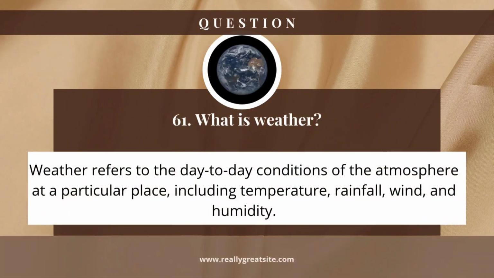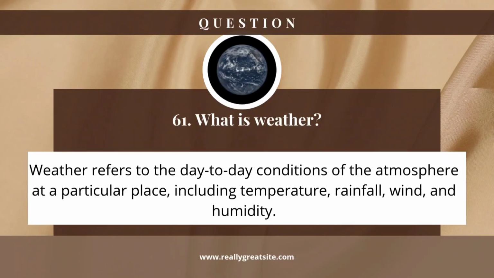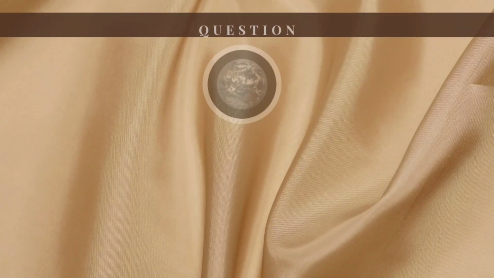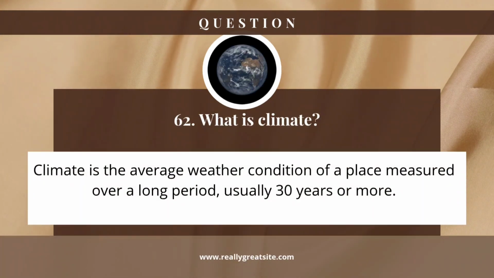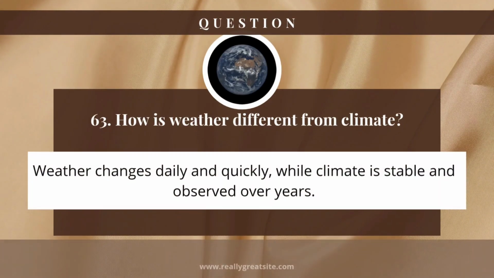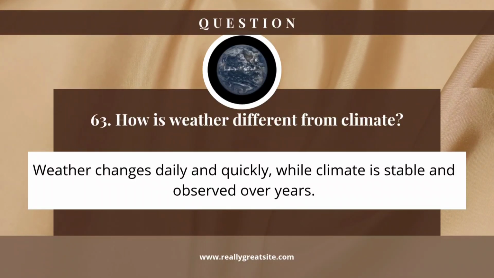61. What is weather? Answer: weather refers to the day-to-day conditions of the atmosphere at a particular place, including temperature, rainfall, wind, and humidity. 62. What is climate? Answer: climate is the average weather condition of a place measured over a long period, usually 30 years or more. 63. How is weather different from climate? Answer: weather changes daily and quickly, while climate is stable and observed over years.